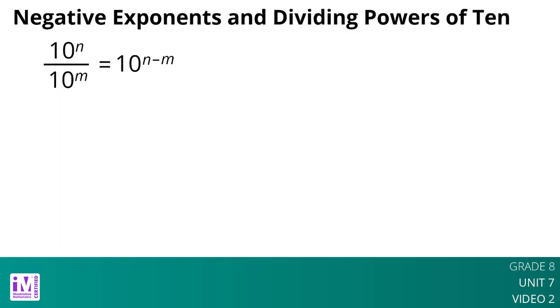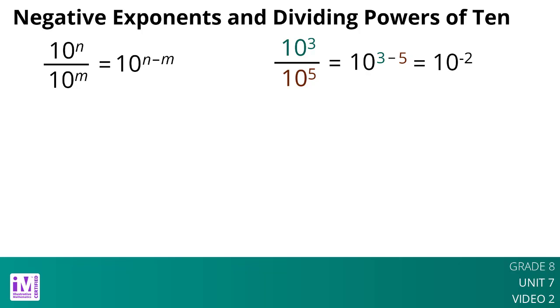Here is an example of extending the rule that 10 to the nth power divided by 10 to the mth power equals 10 to the power of n minus m to use negative exponents. 10 to the third power divided by 10 to the fifth power is equal to 10 to the 3 minus 5, or 10 to the negative second power.